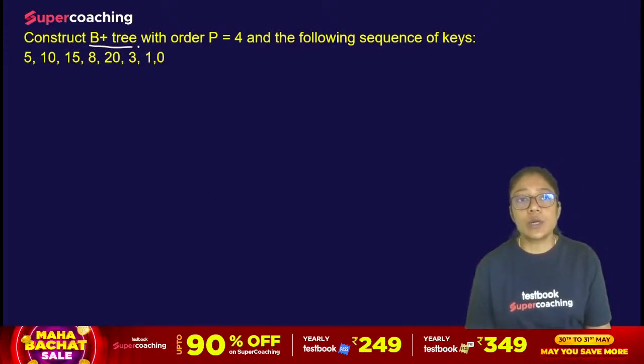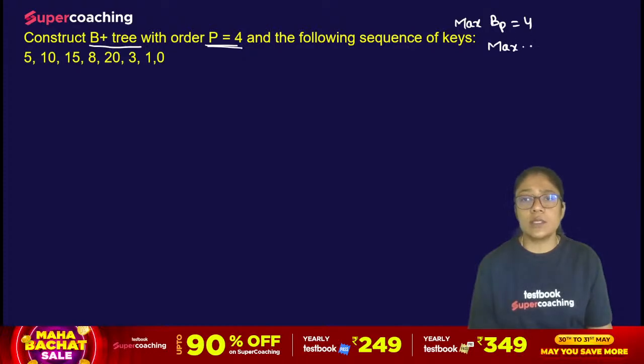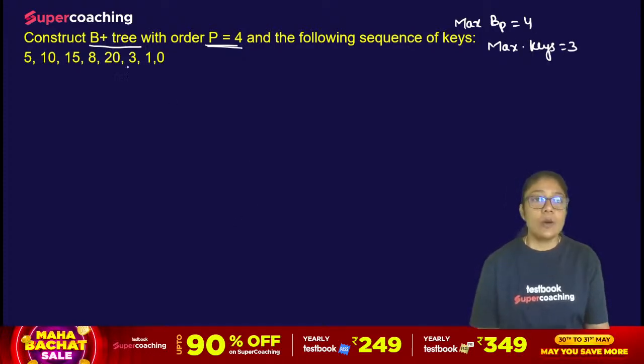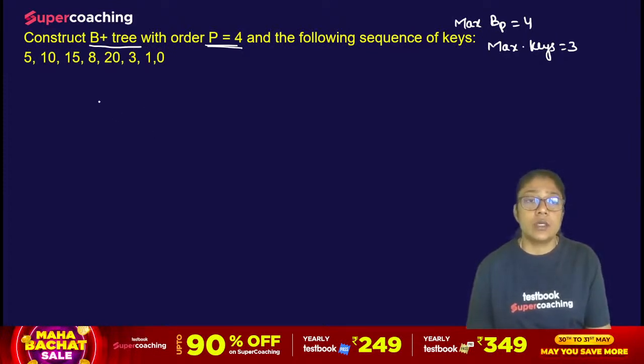So I want to construct a B plus tree with the order 4. Order 4 means maximum block pointers will be 4 and maximum keys will be 3. बाकी सारा concept same है, maximum keys will be 3. Now let's try constructing the B plus tree. जब तक node splitting नहीं होती, rest everything is same. Okay. So here first of all we'll be taking 5, 10 and 15.